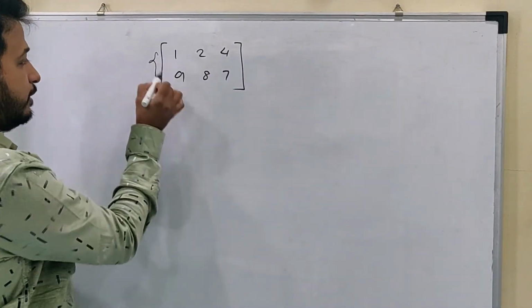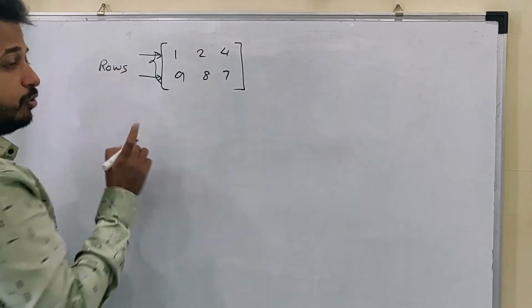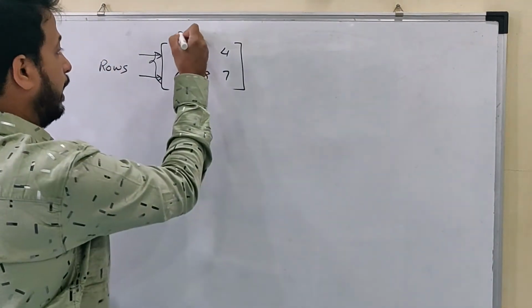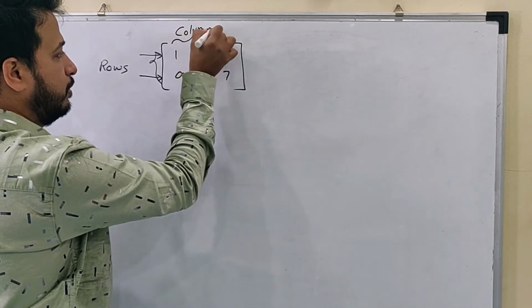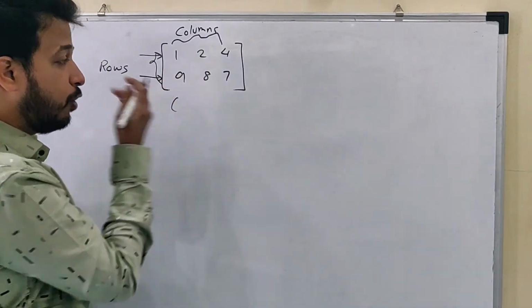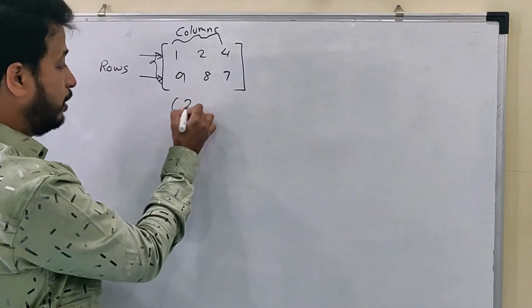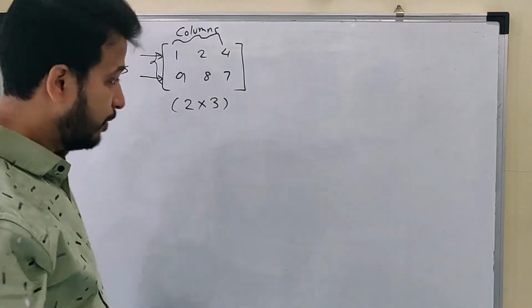As you can see, these are my two rows. And these are my columns. So it has two rows and it has three columns. So here the order of this matrix is 2 by 3. It is 2 rows and 3 columns, right?